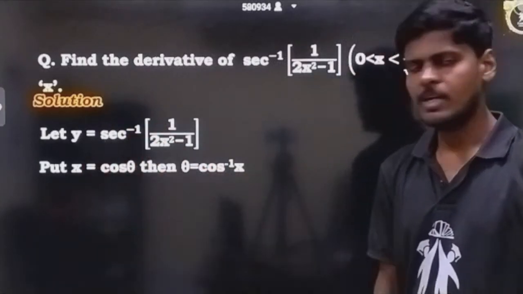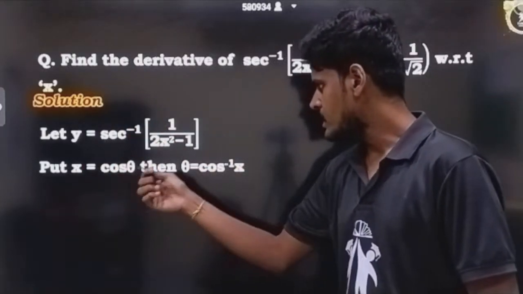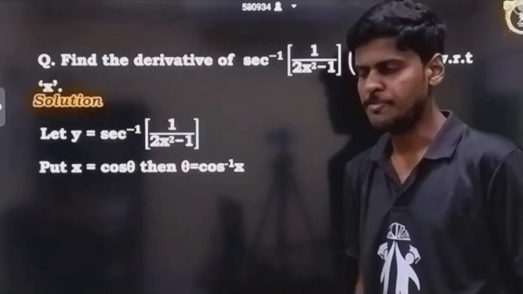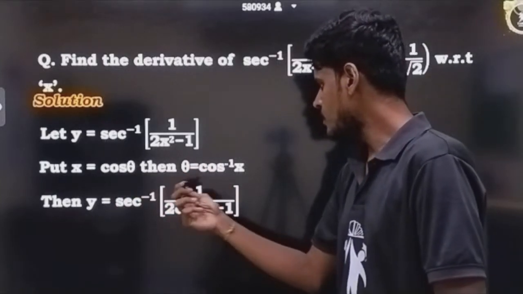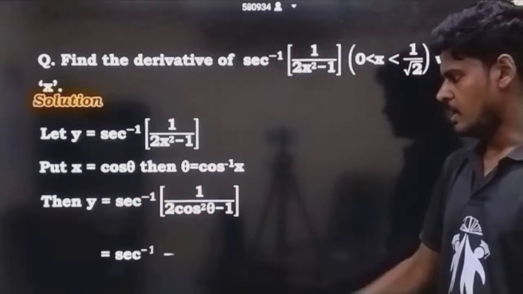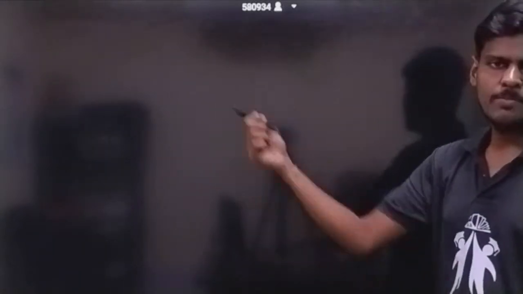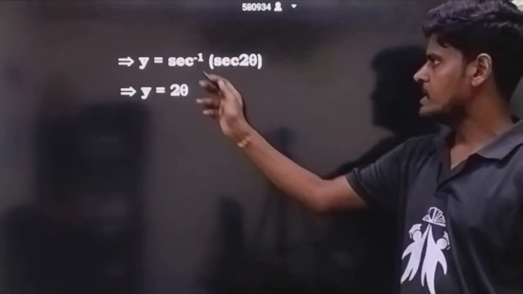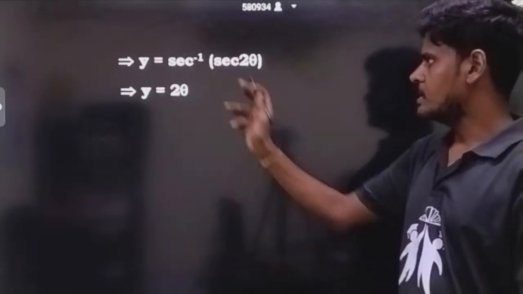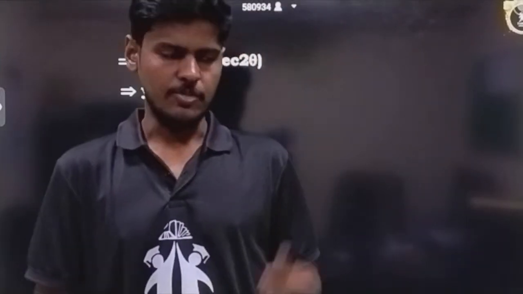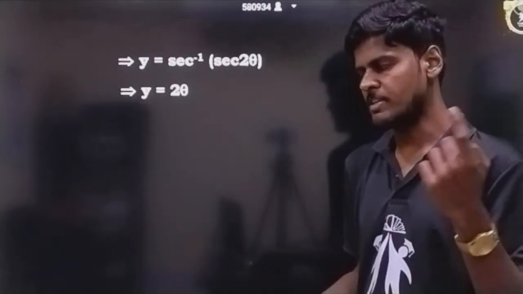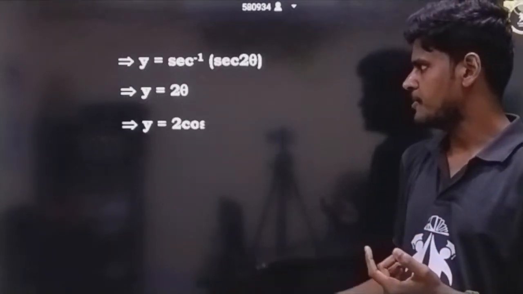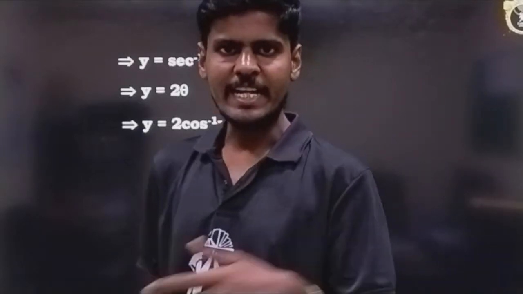We will substitute x is equal to cos theta. When you substitute x is equal to cos theta, that means theta will be cos inverse of x. Then y is equal to secant inverse of 1 by 2 cos square theta minus 1. And what is this? Cos 2 theta. And what is 1 by cos 2 theta? 1 by cos is secant. So this will be secant inverse of secant 2 theta, and secant inverse secant theta is theta itself. So secant inverse secant 2 theta becomes 2 theta. And what is theta? Cos inverse of x. So this entire function becomes simplified into 2 cos inverse x, which is again a direct formula.